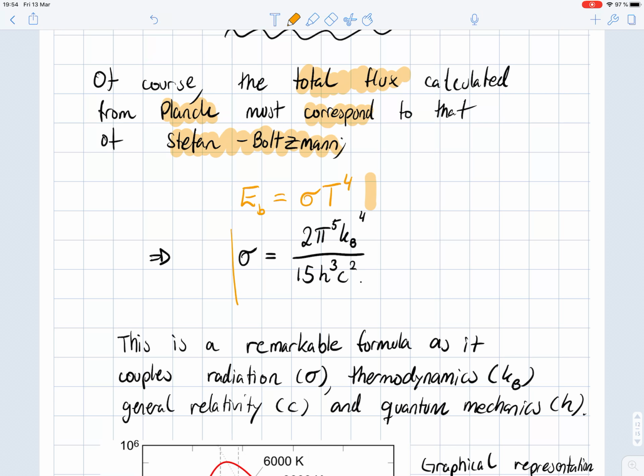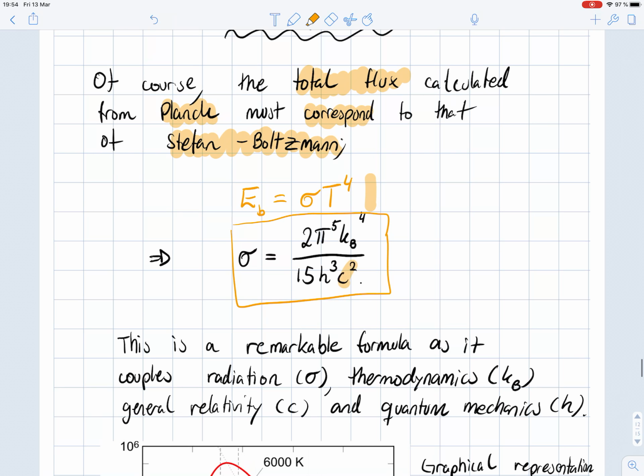As I've stated here, sigma equals 2 times pi to the power 5 times the Boltzmann constant to the power 4, divided by 15 times Planck's constant to the power 3 and the speed of light to the power 2. And this is what had the remarkable value of 5.67 times 10 to the minus 8, and that was watts per square meter per Kelvin to the power 4.